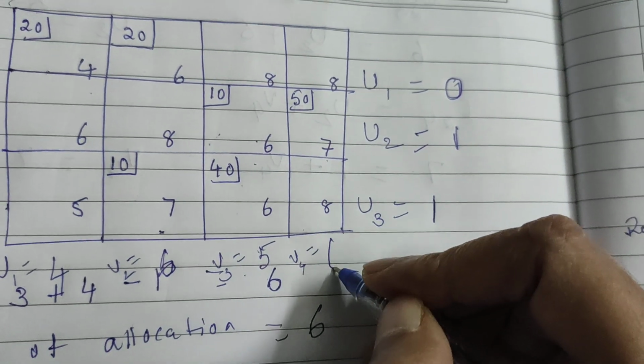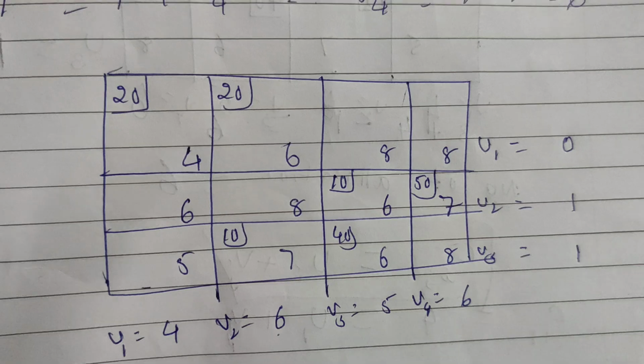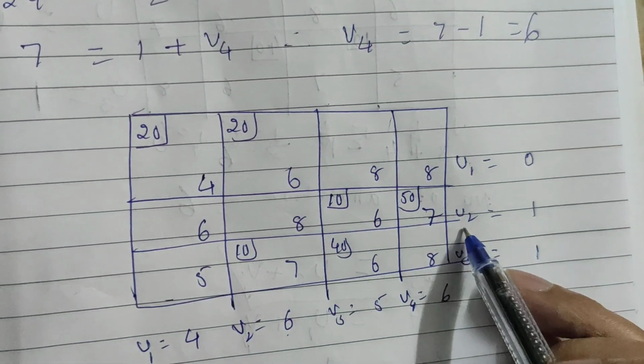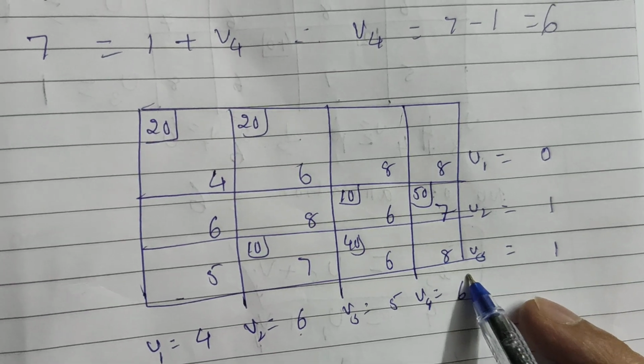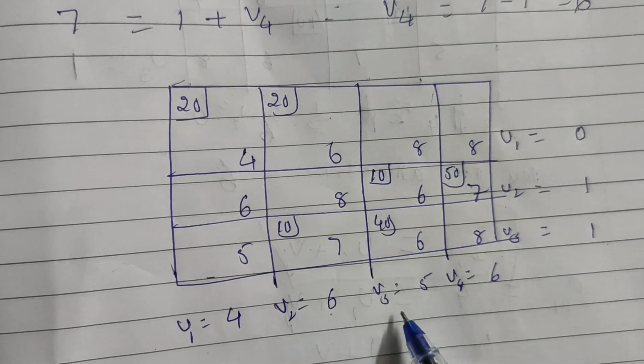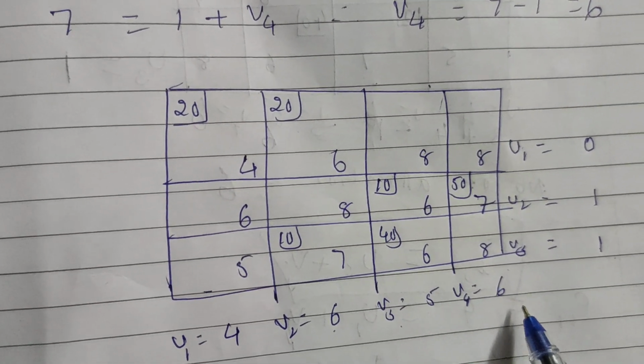That is how we get the U and V values. The final table is like that. First one, U1 is equal to 0, U2 is equal to 1, U3 is equal to 1, V1 is equal to 4, V2 is equal to 6, V3 is equal to 5 and V4 is equal to 6.